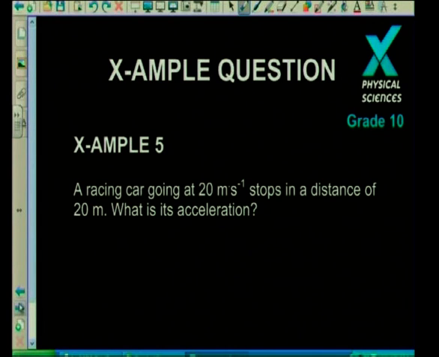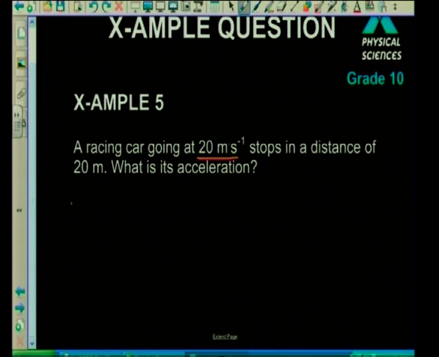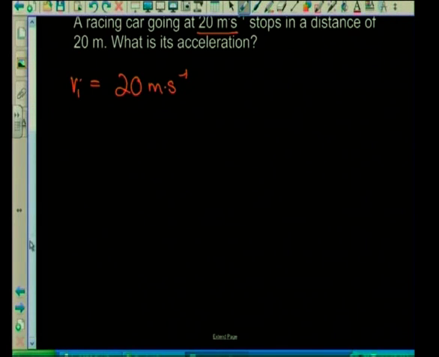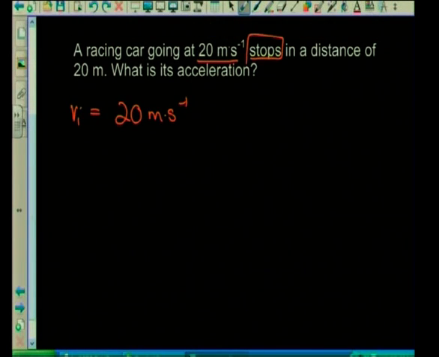Question 1, which is now example 5. A racing car going at 20 meters per second. That means my initial velocity is 20 because that's what he's going at. Stops. Final velocity is 0. In a distance of 20 meters, they're telling you delta x equals 20. What is its acceleration?